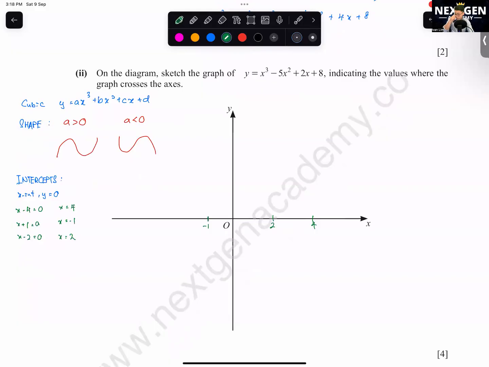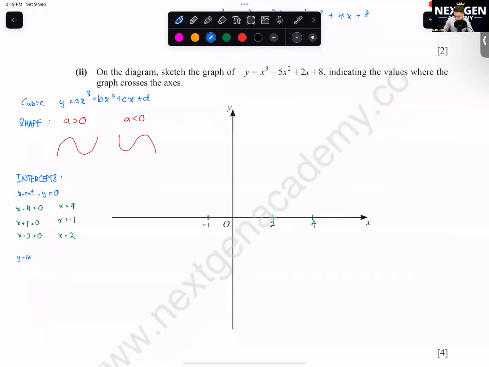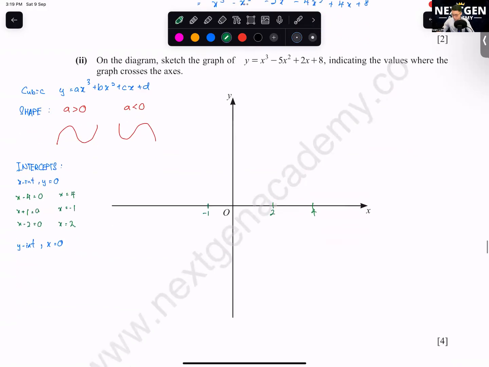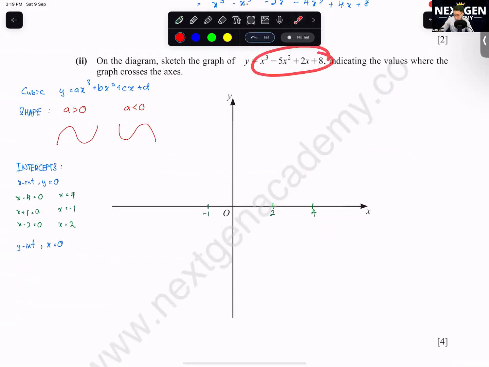Okay, one more thing that we need to find, where is my y-intercept? The y-intercept is when I substitute x equals to 0. So you just need to substitute x equals to 0 here. What will you get? y equals to 0 minus 0 plus 0 plus 8, right? So y is equal to 8. So your graph here will go through 8.